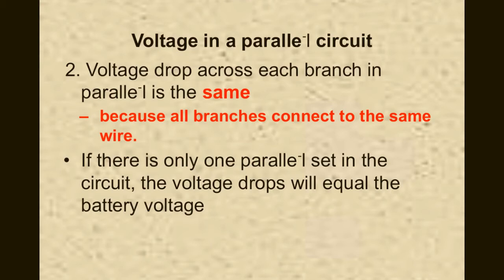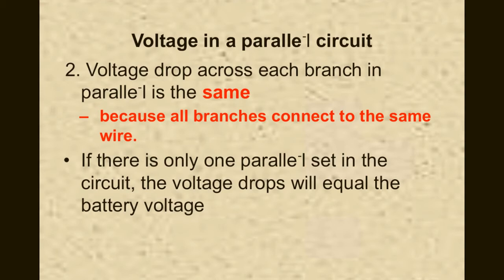All right, so voltage in a parallel circuit. Voltage drop across each branch in a parallel circuit is going to be the same. This is because all branches are connected to the same wire. So if we imagine that there's a 9-volt battery and we have 3 resistors in 3 different branches, each one of those is going to receive 9 volts because they're able to draw the full 9 volts from the battery at the same time, simultaneously, without experiencing a drop as we did with series.